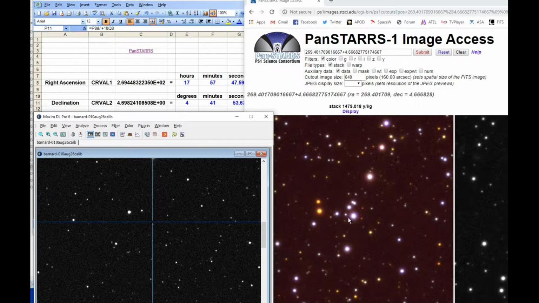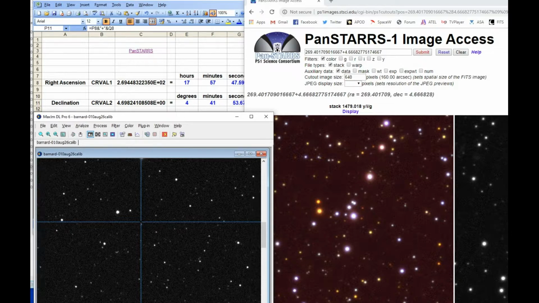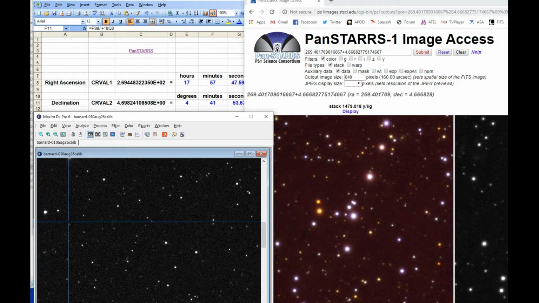This little one doesn't show up at all. I mean, this is getting magnitude 22, 23, something like that. So we got 1, 2, 3. There's a nice line of stars there. 1, 2, 3, 4, 5. So that's working. So this quadrant works. That quadrant works.